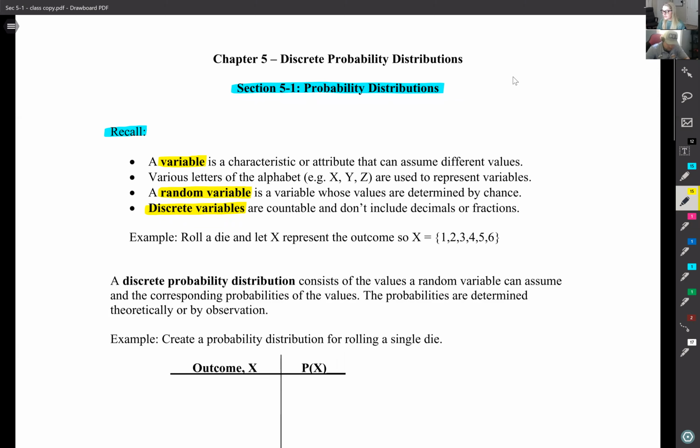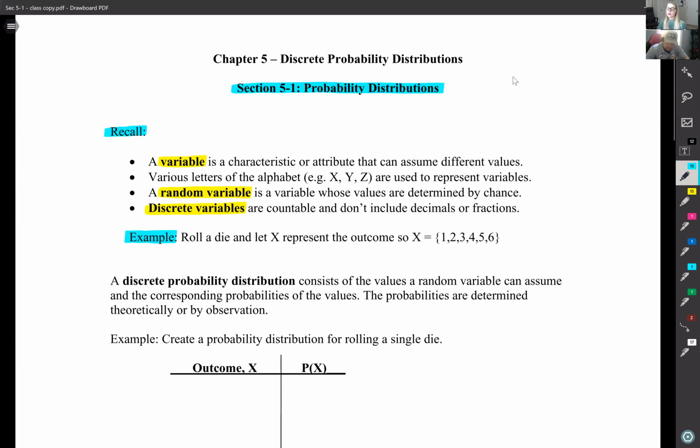So this example below is going to give you an example of a random variable and a discrete variable so that you can visualize what one of these would look like. An example would be rolling a die and letting X represent the outcome. So X would be equal to the numbers 1 through 6. We talked about rolling a die in the sample space, how you can get numbers 1 through 6. The reason why this is a random variable is because the value it takes on is determined by chance.